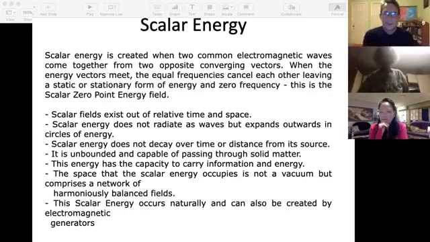And so we can generate these scalar waves ourselves within our own body, within our own heart and our mind, and we can project those scalar waves out, and we can access higher dimensions of consciousness, and we can then be energized by bringing those higher dimensional energies back into the physical.